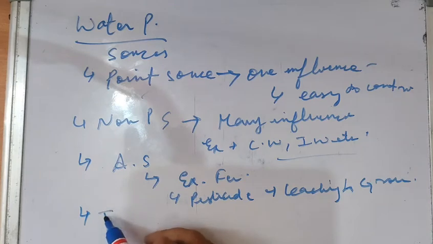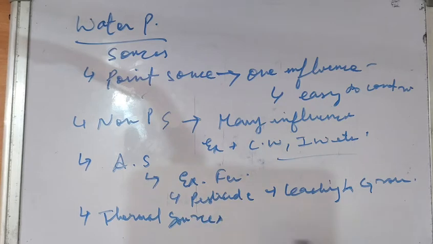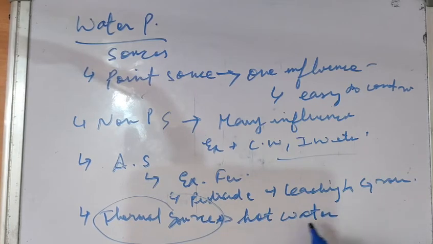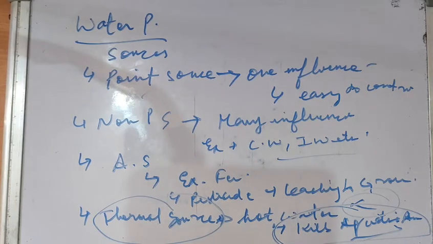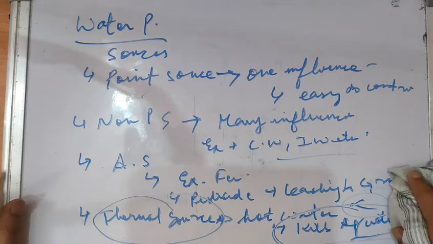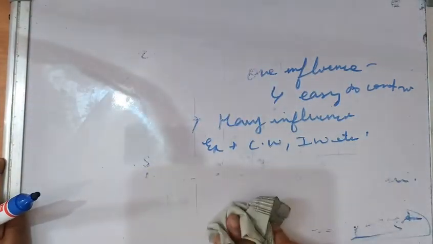And then we have got thermal sources. What happens in thermal power plants is they take in water, and the hot water after being used in thermal plants is released into water bodies. So what it does, it kills aquatic animals, as it changes the temperature of the water bodies, and aquatic animals are not good at survival in changing temperatures, so they die. So these are the major sources of water pollution.